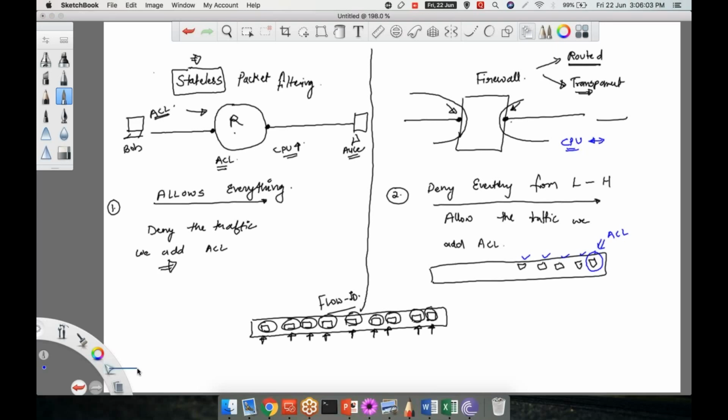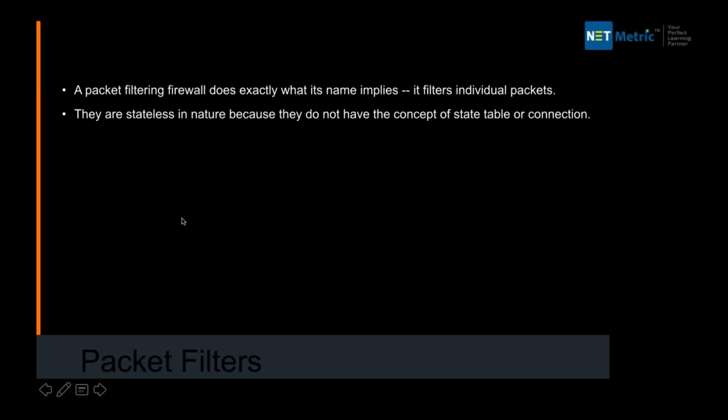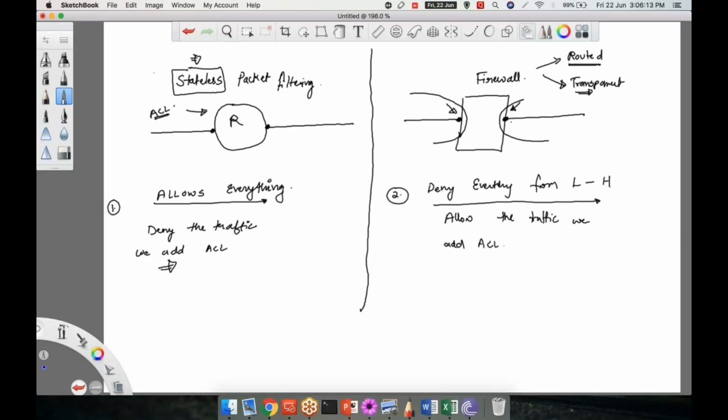Apart from that, they are stateless in nature. Which one? The router with an access list, because they do not have the concept of state and the table or the connection table. To justify this, let's say for example, what's the difference between a hub and a switch?